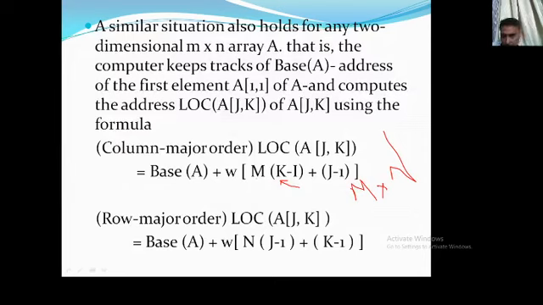In case of a column major we use this m, which is given by a row. In case of a row major, sorry, we'll use this n. Here it is (j minus 1) plus (k minus 1), the same thing. Here m is multiplied by k minus 1, and here n is multiplied by j minus 1. That's the only difference.